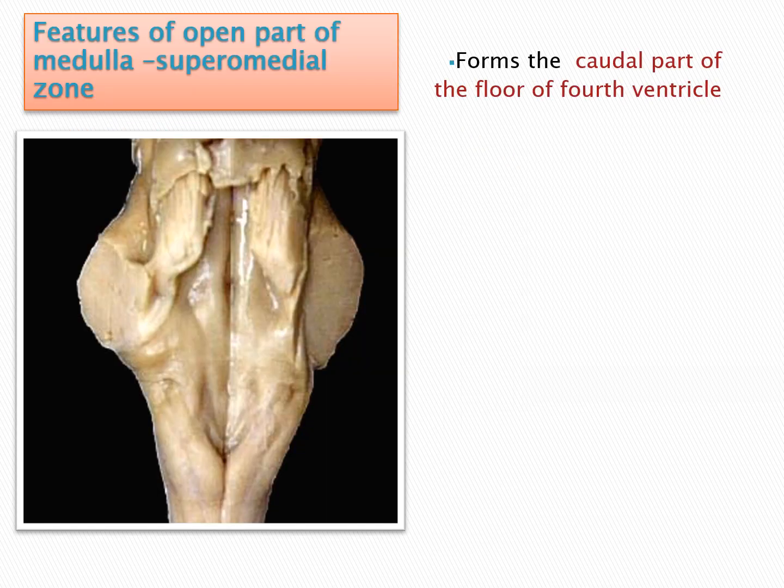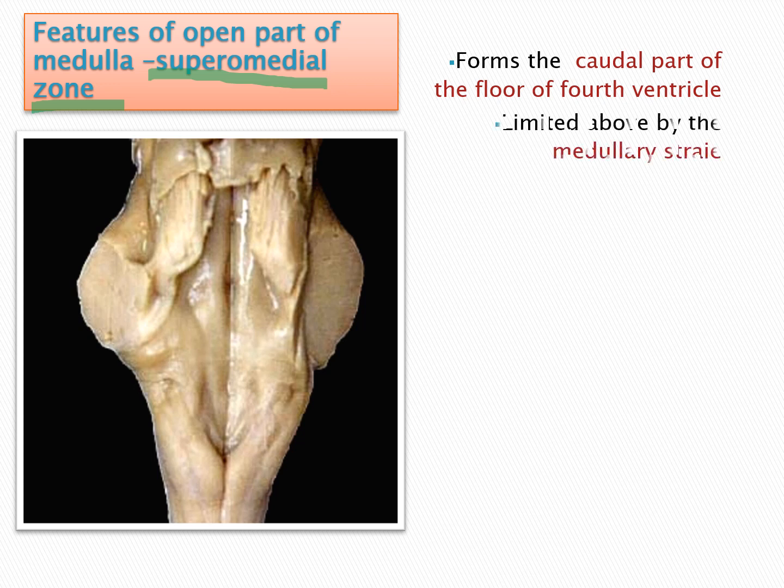Now we have completed the inferolateral lower part. Now we are seeing the superomedial zone, that is the open part of the medulla. What are the features? Otherwise, together this is the floor of the fourth ventricle. Now here we are going to see the floor of the lower part of the fourth ventricle, so that's the caudal part of the floor of the fourth ventricle. So you observe this carefully, so that if you know this, you can write the floor of the fourth ventricle.